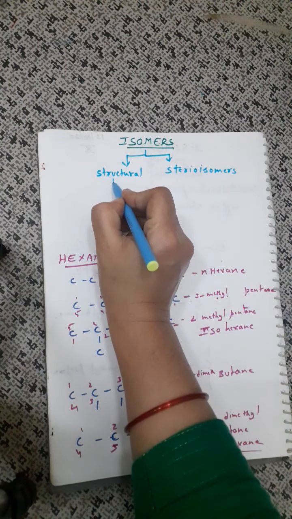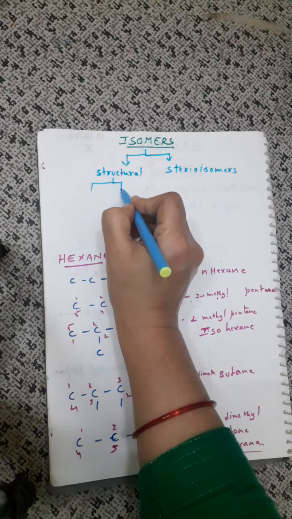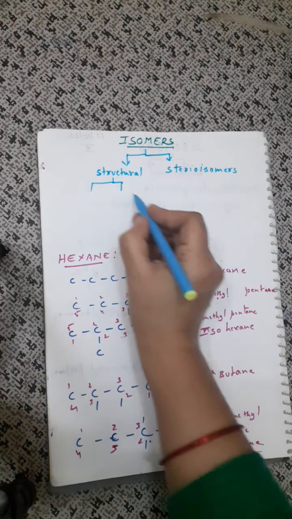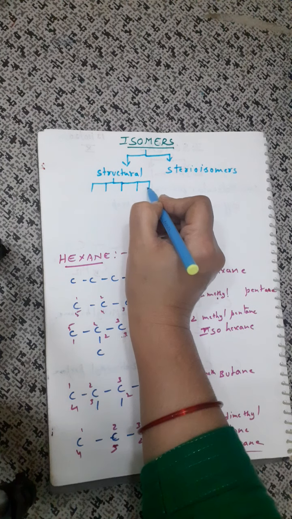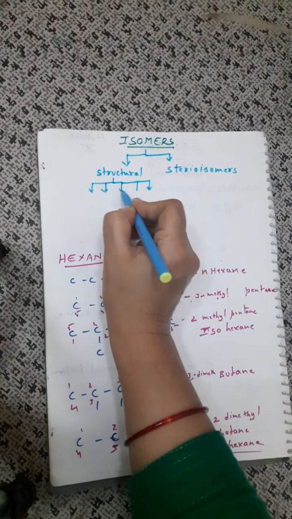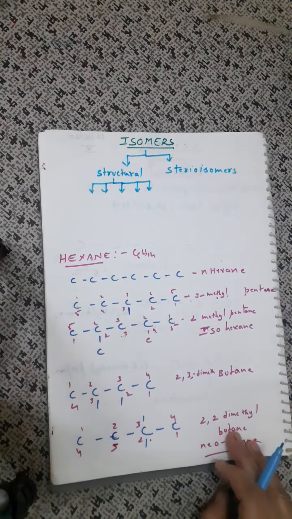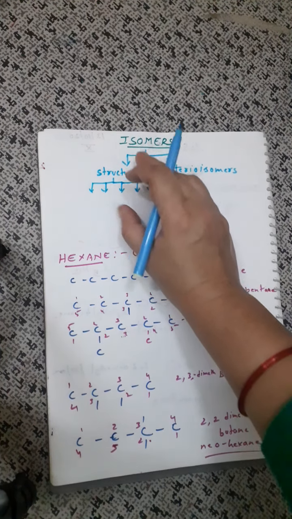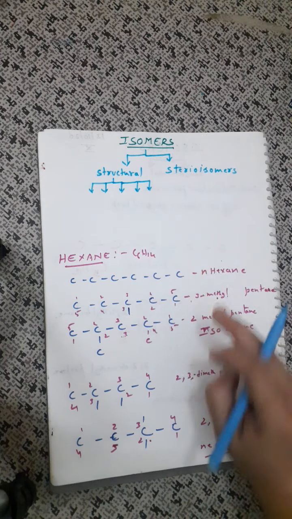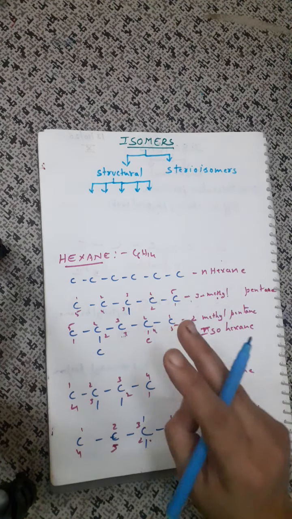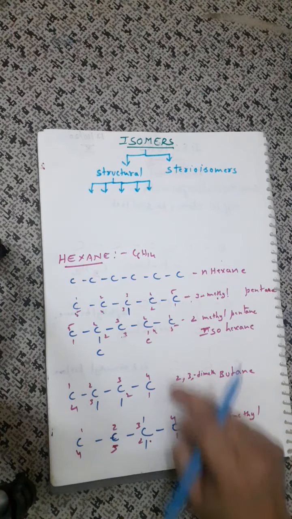Now this structural isomerism is again further divided into 5 major categories. I'm not going to deal in detail with all the 5 major categories. I will just talk about two types of structural isomers which we have learned here.